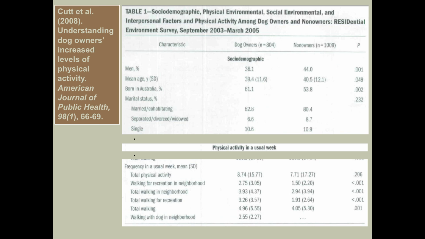So for example, there is a significant difference in males between dog ownership and not. 36.1% of dog owners are male, while 44% of non-dog owners are male. So that means there are more male non-dog owners than male dog owners. Interesting. And the same thing with physical activity levels down here.